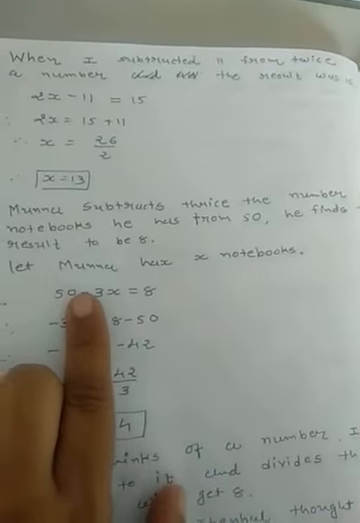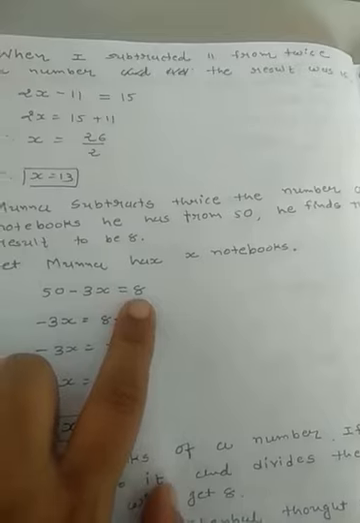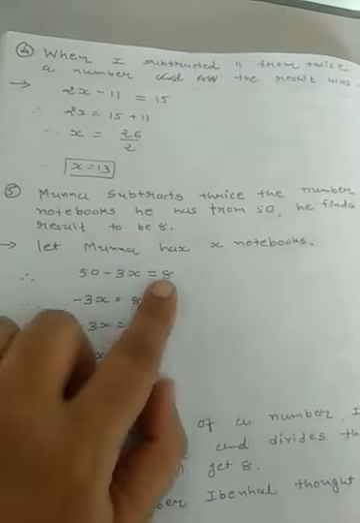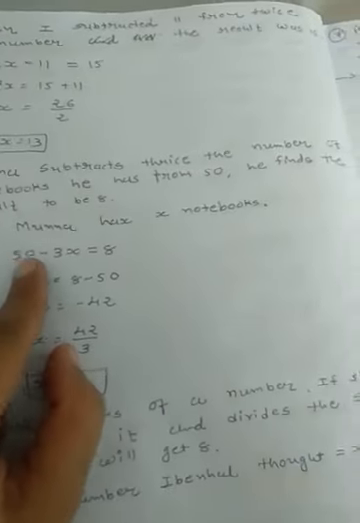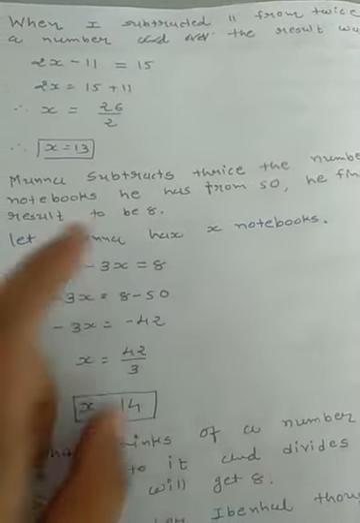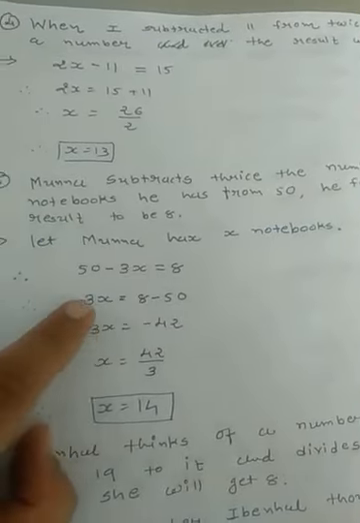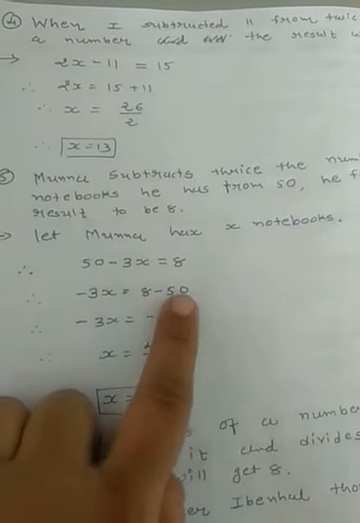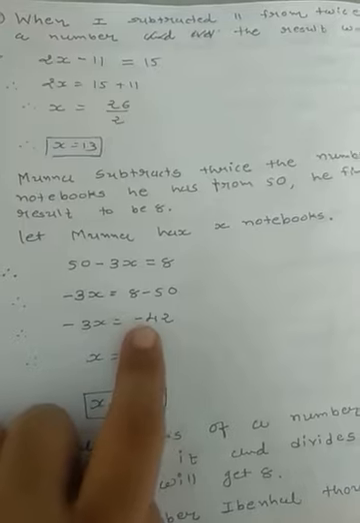So 50 minus 3x we will get 8. We mean Munna, he finds the result to be 8, so equal to 8 will come. Now 50 minus 3x equal to 8, minus 3x as it is, and 50 will go right hand side, so it will become minus 50. 8 minus 50, minus 42 will happen.